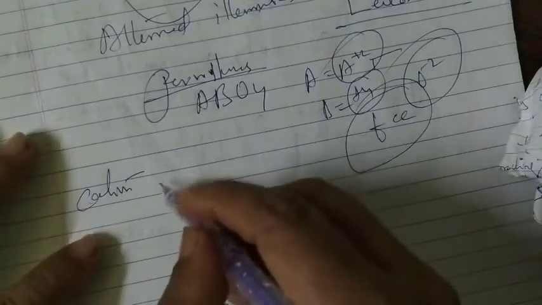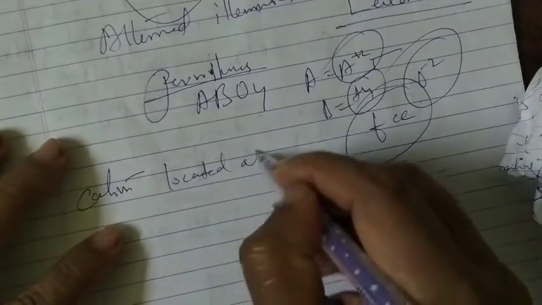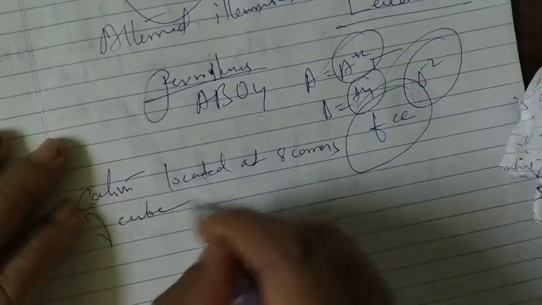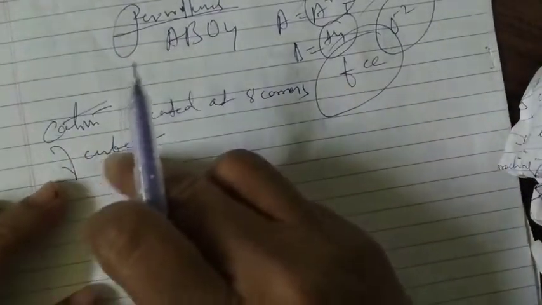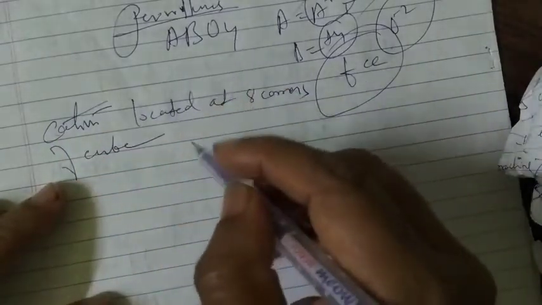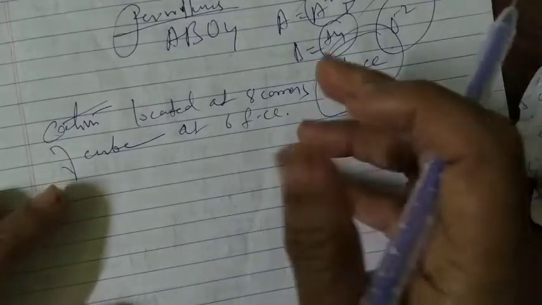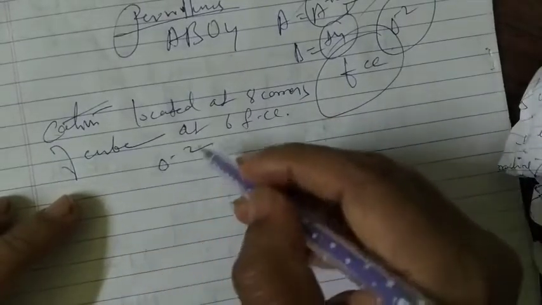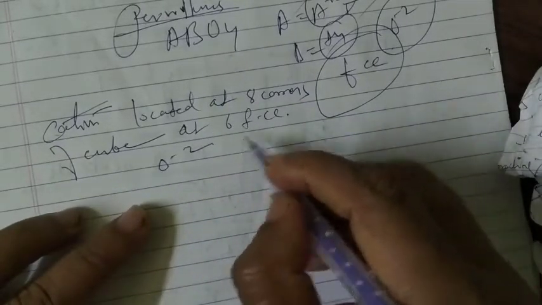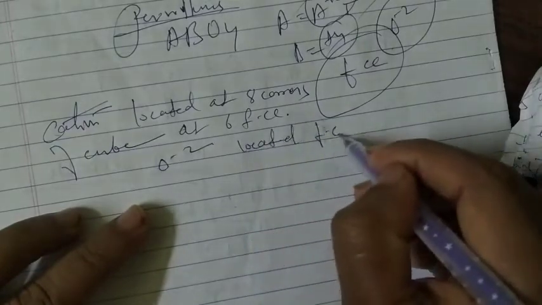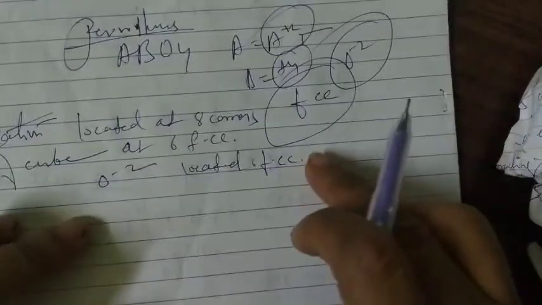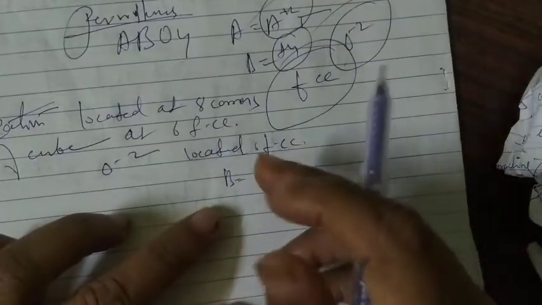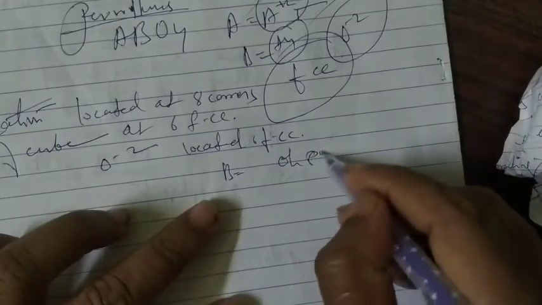Here the A cations are located at the 8 corners of the cube. This is important. The O minus 2 ions are located at the 6 face centers of the cube, FCC, that is face centered cubic. And the B cation, B plus 4, is located at the octahedral position.